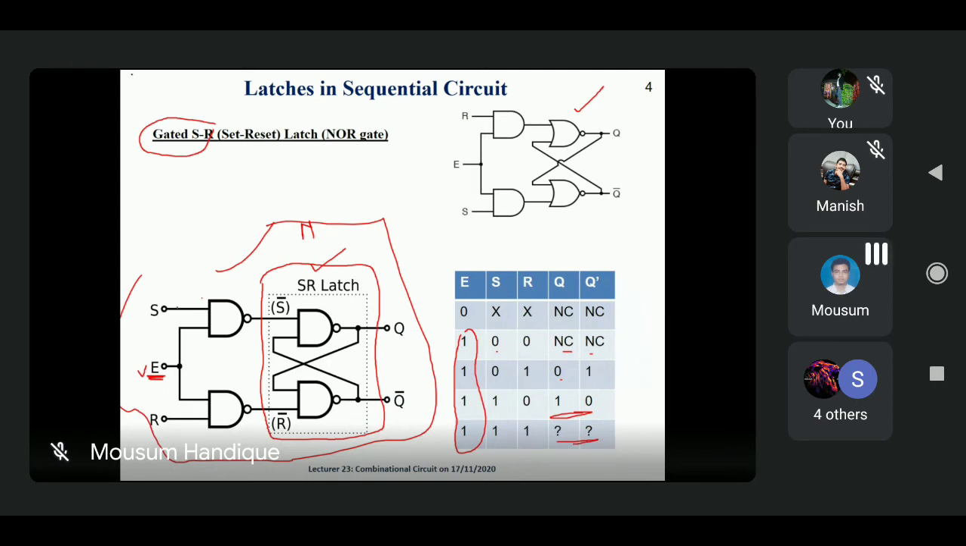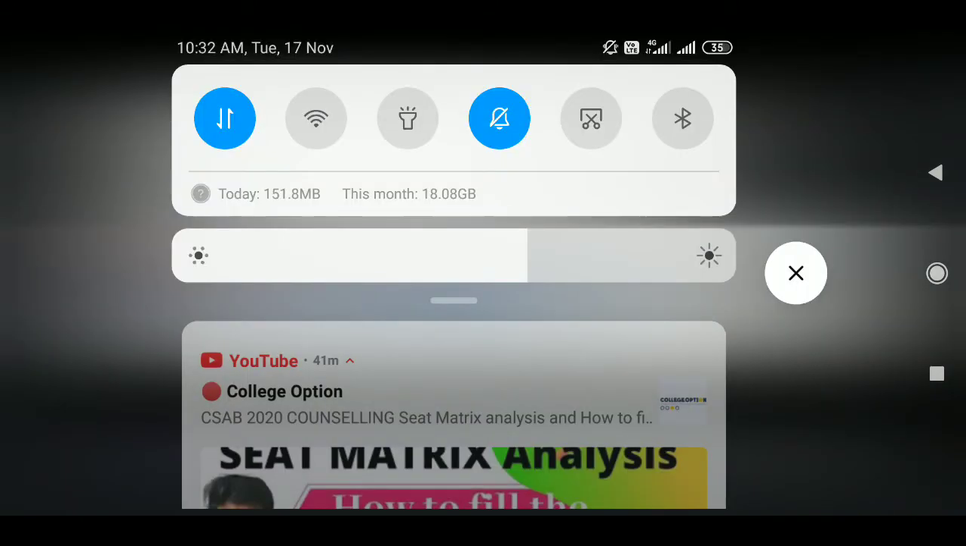You just put the values here. After the class, you can go to this particular figure, put the values and check what the value of Q and Q bar is. If any doubt, then you ask me later in the next class.